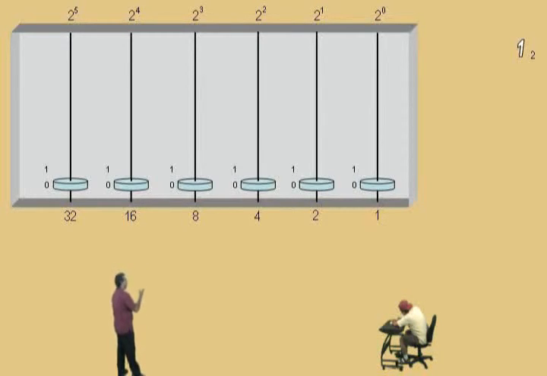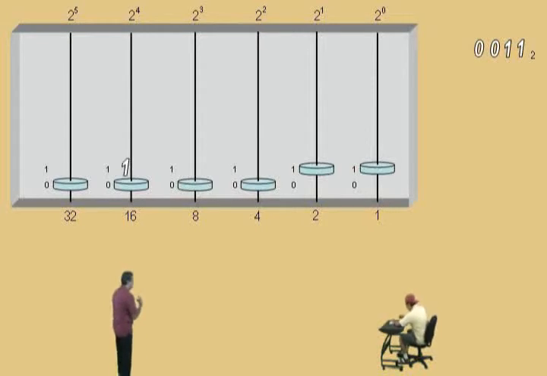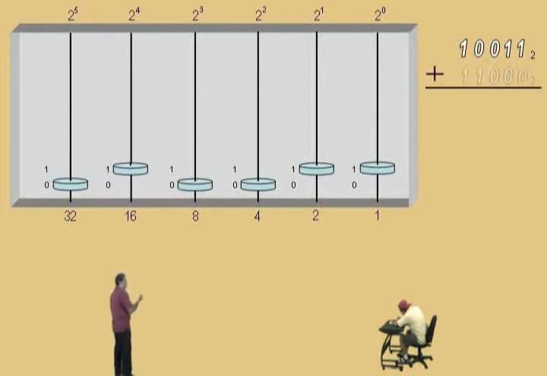Here we go. We'll put a 1 in our 1's place value, a 1 in our 2 to the first power place value. We'll put a 0 in our 2 squared place value, which is 4. We'll put a 0 in our 2 cubed, and we'll finish off with a 1 in our 2 to the 4th place value column, which is really a 16. Okay, now to this number, we're going to add 11000 base 2.